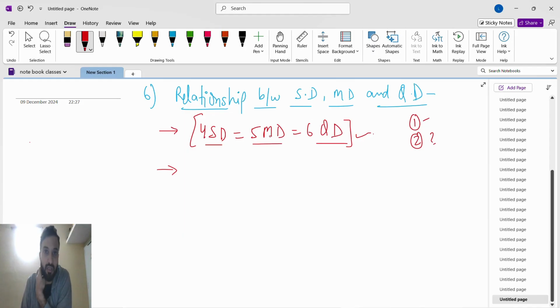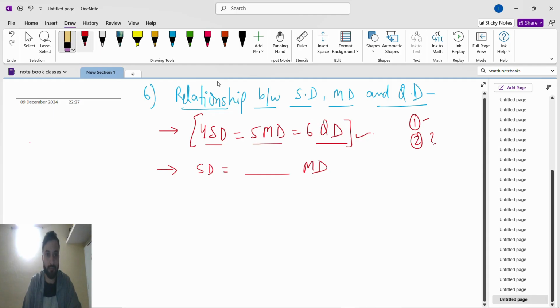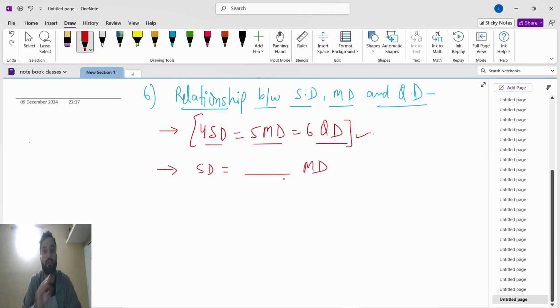In the examination, suppose they will say, what is the correct relationship between standard deviation and mean deviation? Or in the examination they will ask you like this: standard deviation is dash mean deviation. That means they have asked standard deviation is equals to dash mean deviation. That means we have to see what the 2 things they are talking about. They are talking about standard deviation and mean deviation. Means we have to take these 2 only.